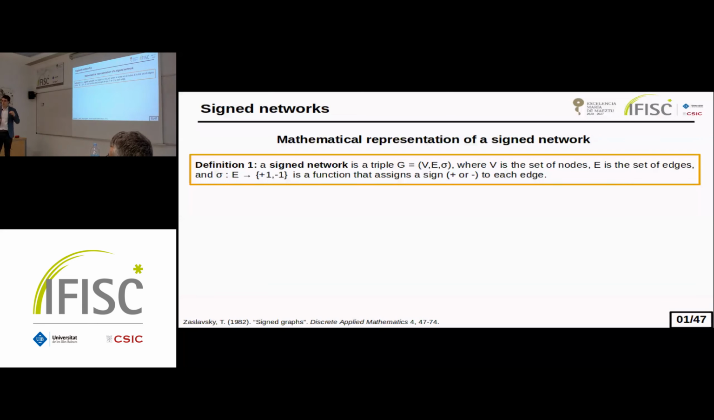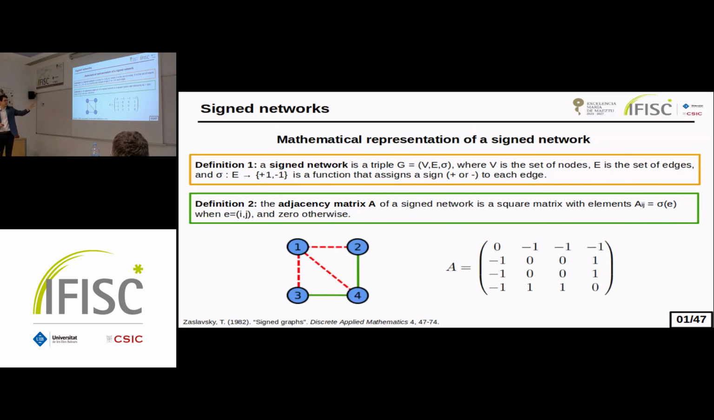And the first thing to do is to mathematically represent a network. Usually, the mathematical definition of a signed network is a collection of 3 objects: a set of vertices, a set of edges, and a function that assigns one sign to its edge. However, a more practical way of representing a signed network is through an adjacency matrix.